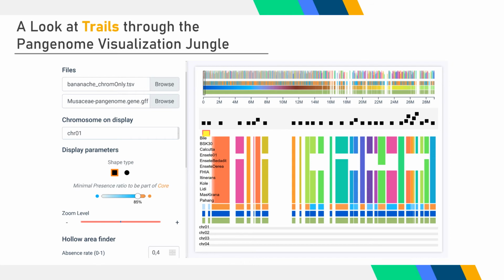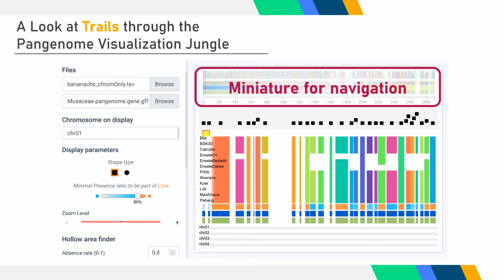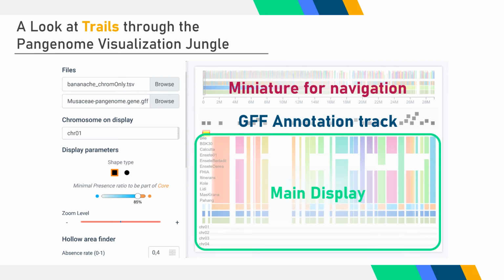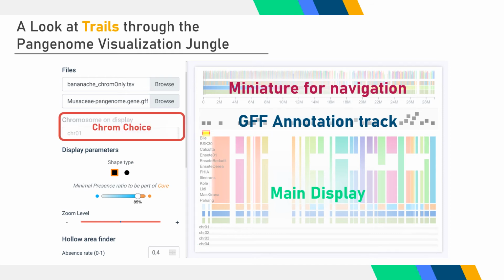On the top right, there is a miniature for navigation that can provide summarization information for the current chromosome in view. Next to it, there is an annotation track that can display annotation cards for the genes, if you have any. And then there is a presence-absence matrix with different tracks of information for the pangenome. On the left, there are multiple customization options.